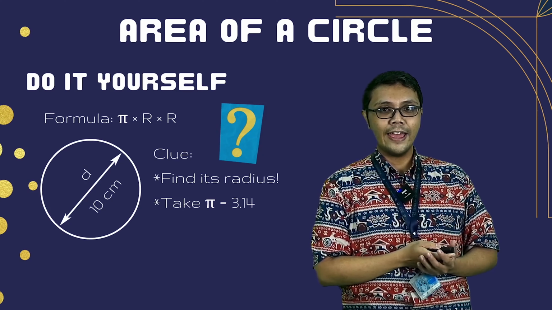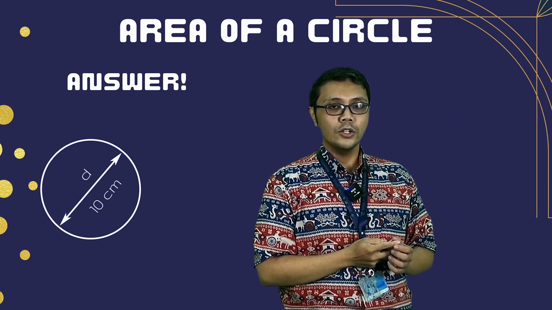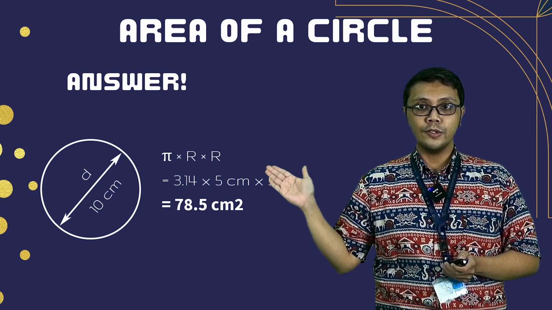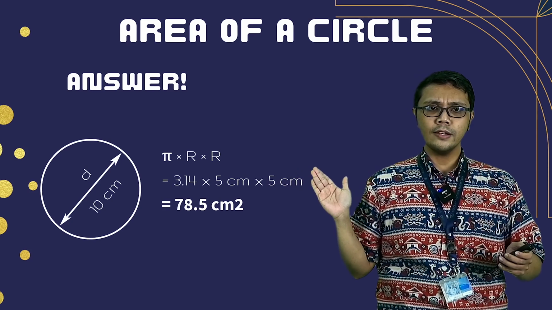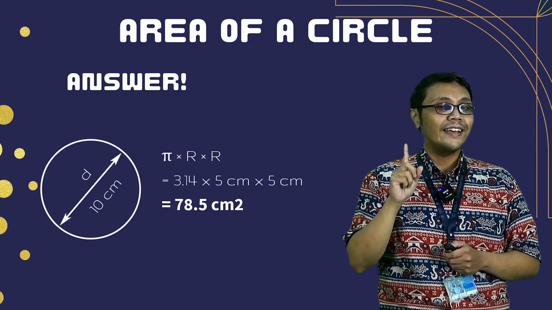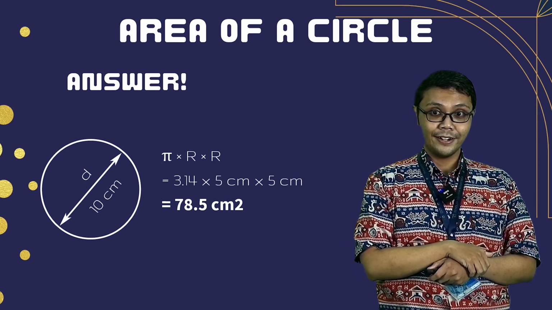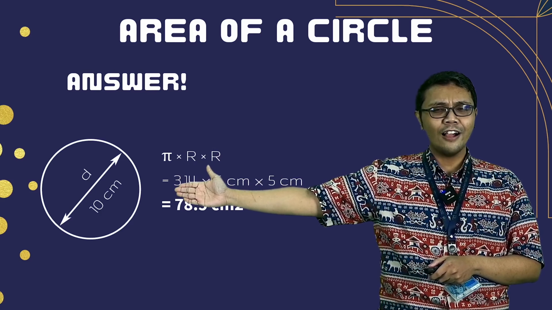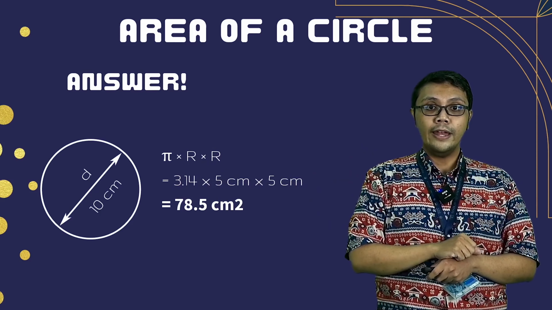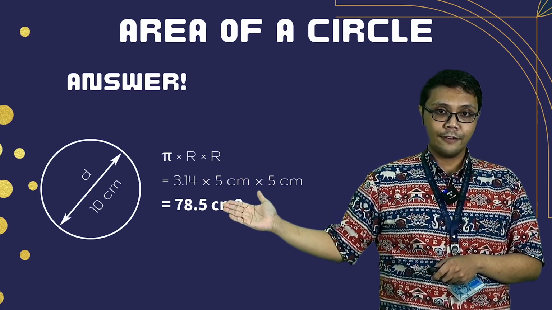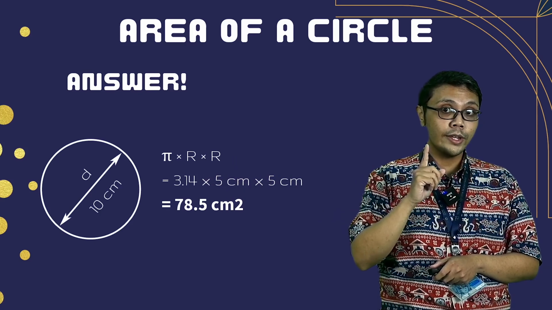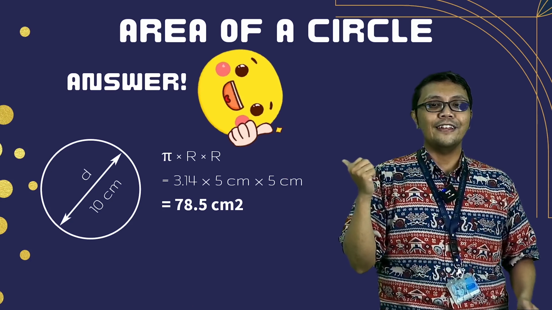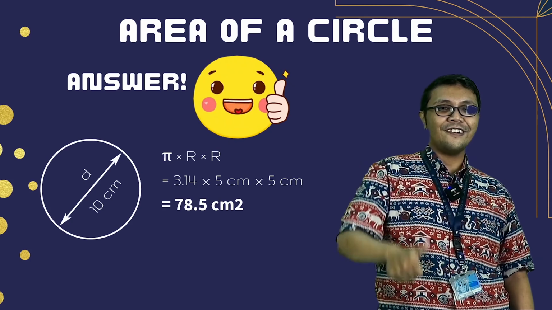So what is actually the answer for this one? Let's find the answer. We are going to use pi times the radius times the radius. Mr. Ganjar, why is the radius not 10 centimeters? Be careful. I told you that the radius is half of the diameter. So, if the diameter of this circle is 10 centimeters, the radius is half of it, which is 10 divided by 2. And that's why the radius becomes 5 centimeters. And if you have the right calculations on your scrap paper, you are going to find 78.5 square centimeters as the answer. Good job!